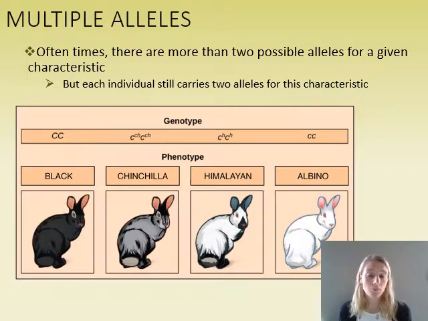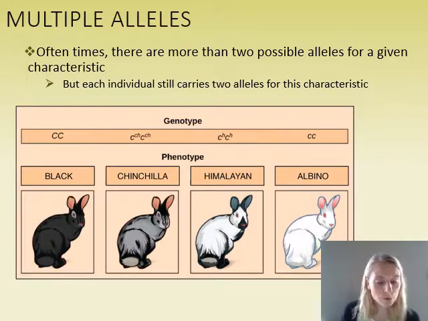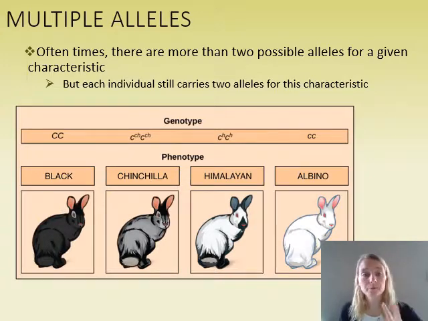Another complex inheritance pattern is sometimes you have more than one allele. So I just spent this last hour or so talking about how you have two alleles for every gene. Well, sometimes you might have more alleles for every gene. So this is not always the case. This is one of these exceptions to Mendel's inheritance patterns.